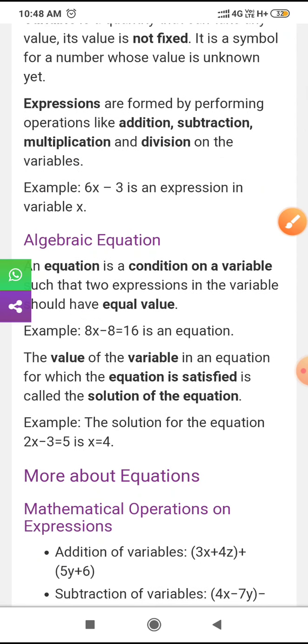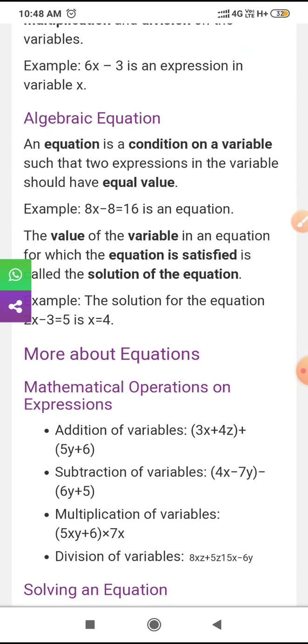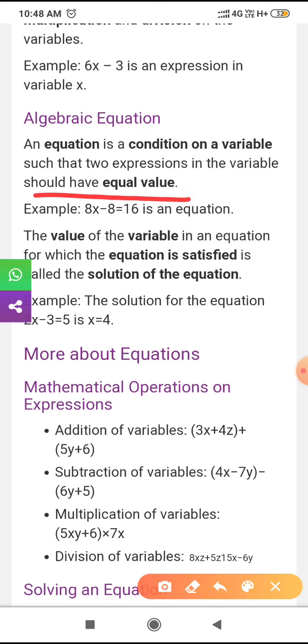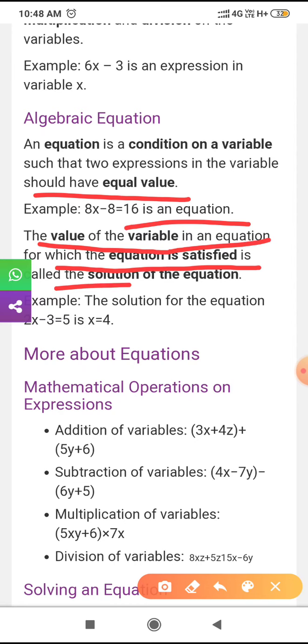Next term is algebraic equation. So an equation is a condition on a variable such that two expressions in the variable should have equal values. For example, 8x minus 8 is equal to 16 is an equation. The value of the variable in an equation for which the equation is satisfied is called the solution of the equation.